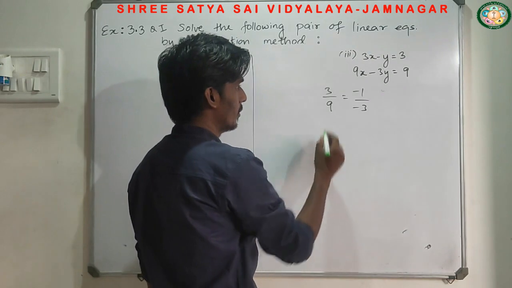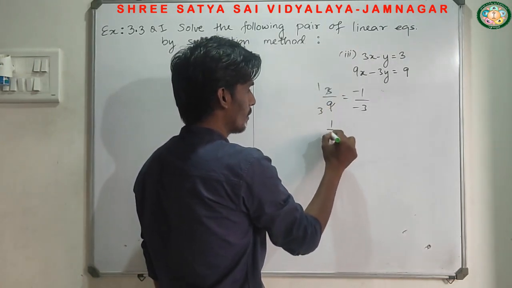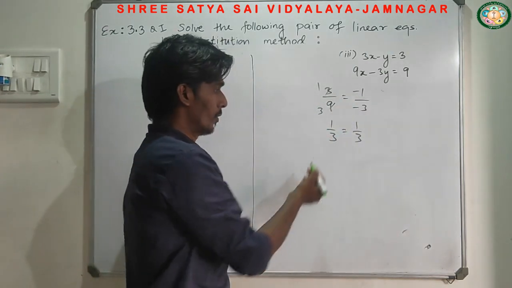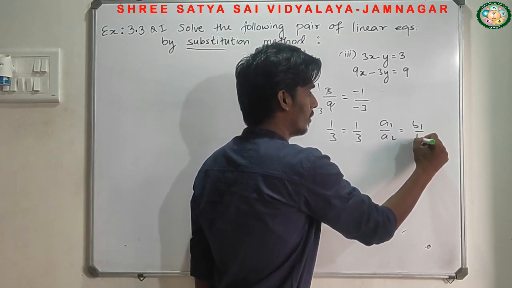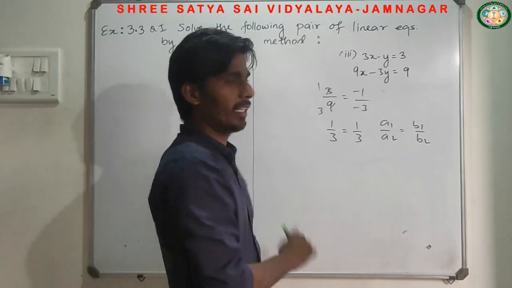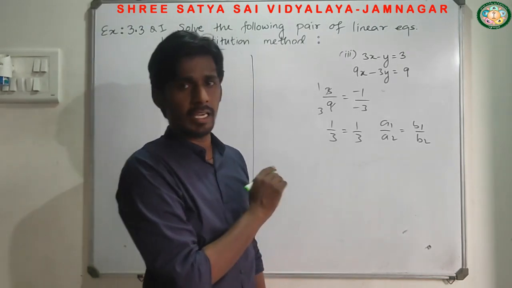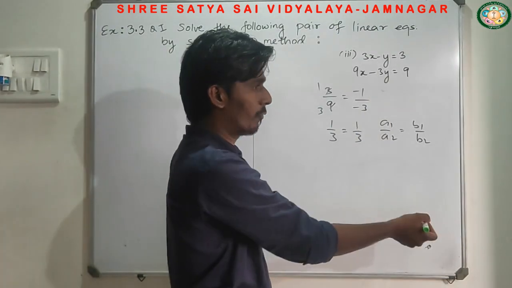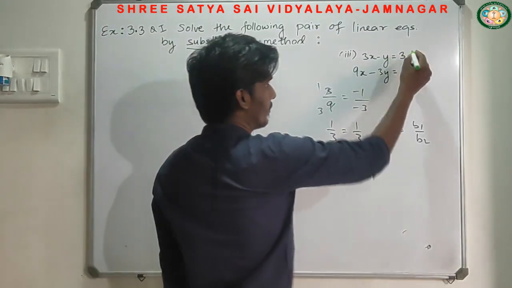minus 3. If I reduce this, 3 ones are 3, 3 threes are 9, so it's 1 by 3, and the minus signs cancel, so b1 upon b2 is 1 by 3. So here a1 upon a2 is equal to b1 upon b2. Then definitely it does not have a unique solution. Now either it has infinitely many solutions or no solution.